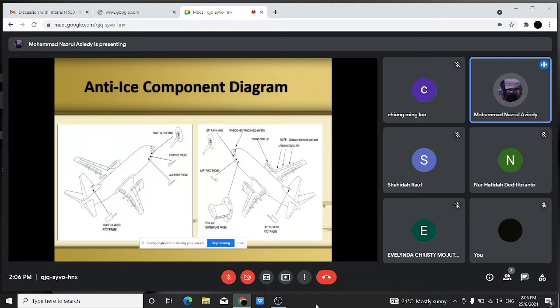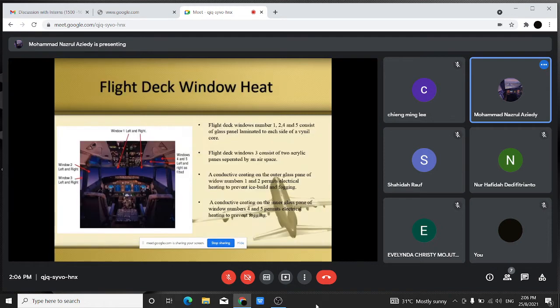So as you can see, this is the anti-ice component diagram. It consists of the alpha vane, window heat, windshield wipers, engine cowl lip, and leading edge slats. Next, it is the flight deck window heat.